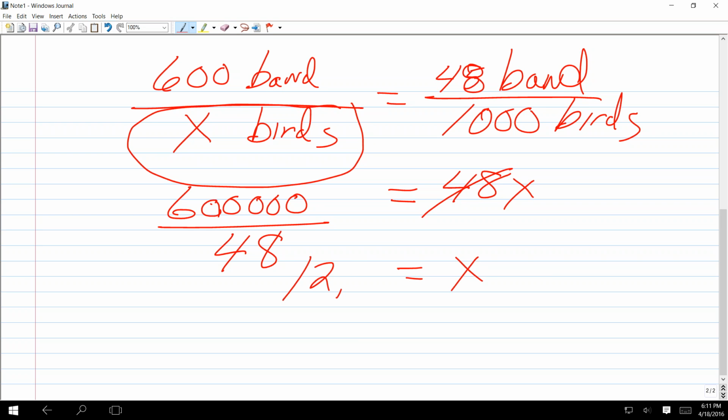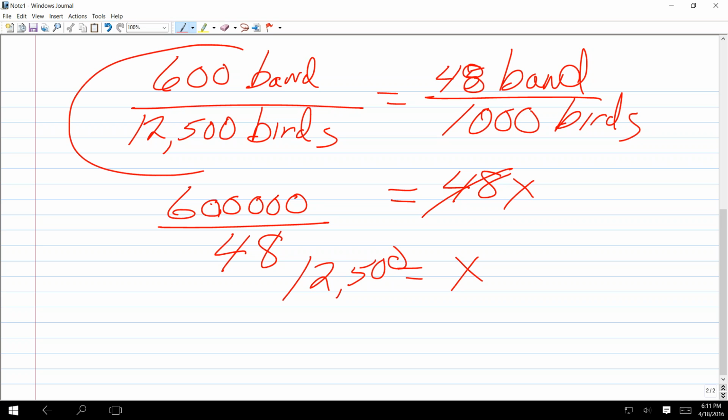12,500. So if we go back into this, does this make sense? In other words, we banded that percentage of the 12,500 birds, and that percentage is the same as that percentage.